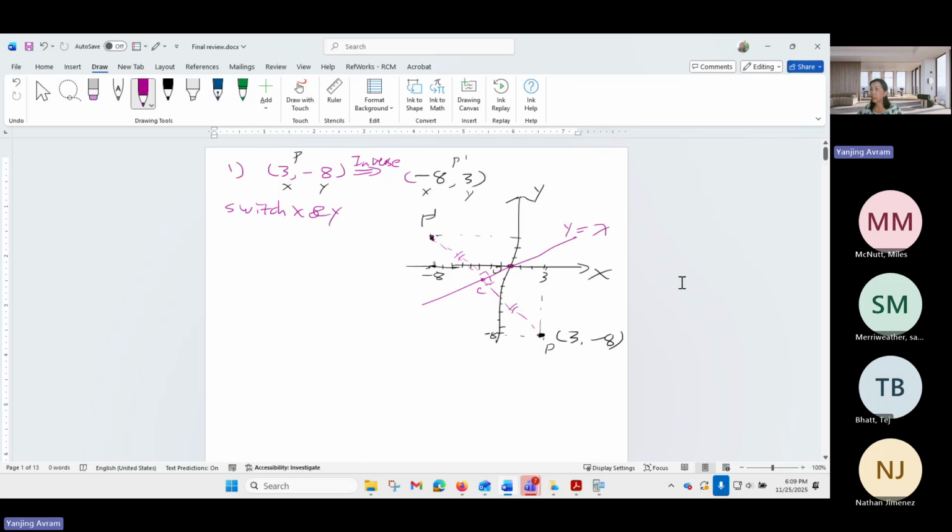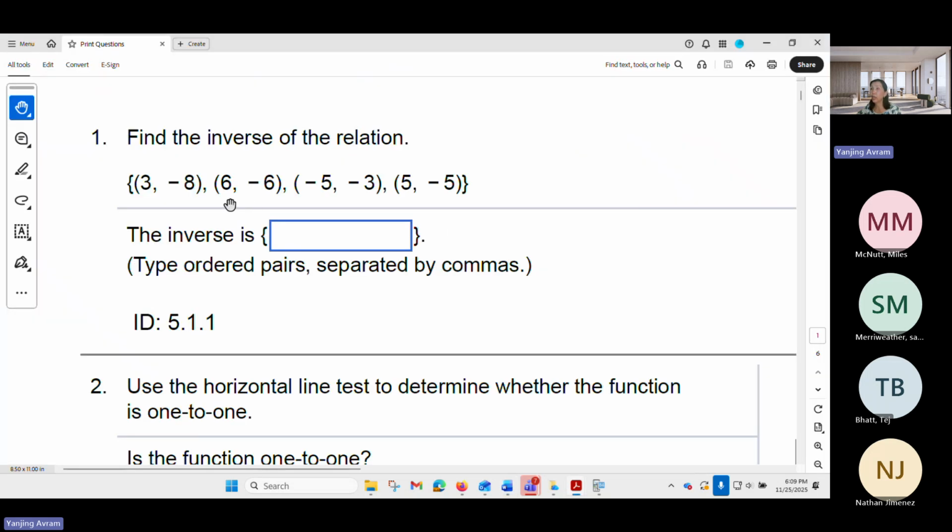Any questions? So you just switch the X and Y. This X becomes Y. This one is 3 in here, so this one is (negative 8, 3). The 3 in X becomes Y, and this Y becomes X. That is called the inverse.